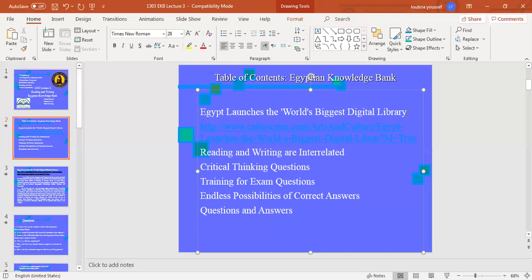Now, in this lecture, we are going to discuss critical thinking questions. So, the definition of critical thinking questions is these are questions that you're supposed to answer, but they're not simply comprehension questions. They're not simply questions that ask whether you understand or not, because you are adults. You are grown-ups, and of course you understand what a library is. But these questions will encourage you to think about this library in depth and critically.